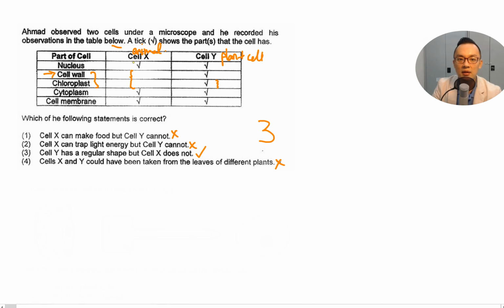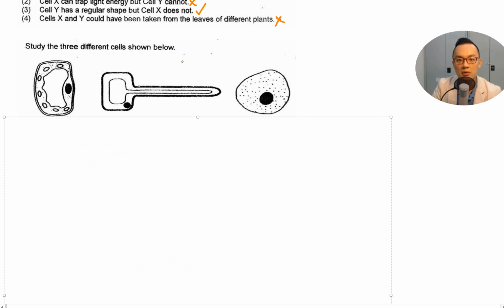And you must be able to tell that this is an animal cell because there's nucleus and it doesn't have cell wall and chloroplast. Study the 3 different cells below. All right, so this is an animal cell.